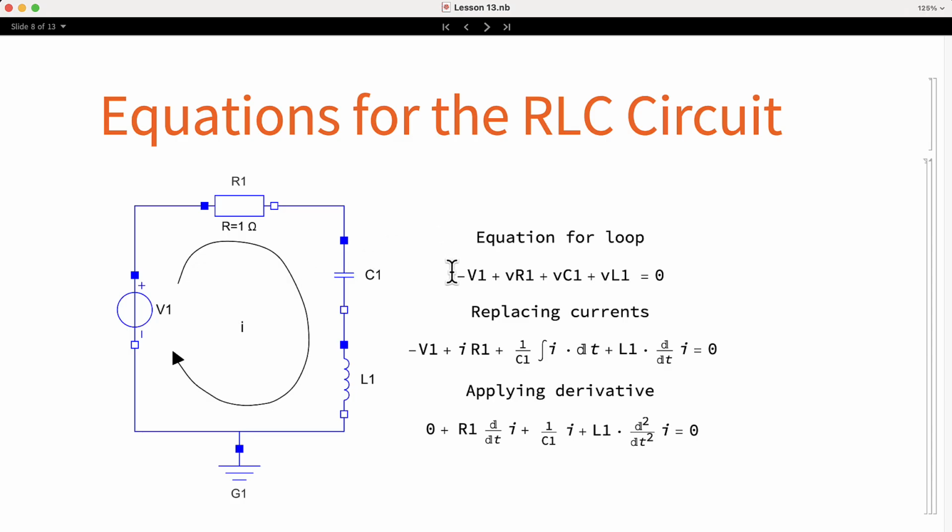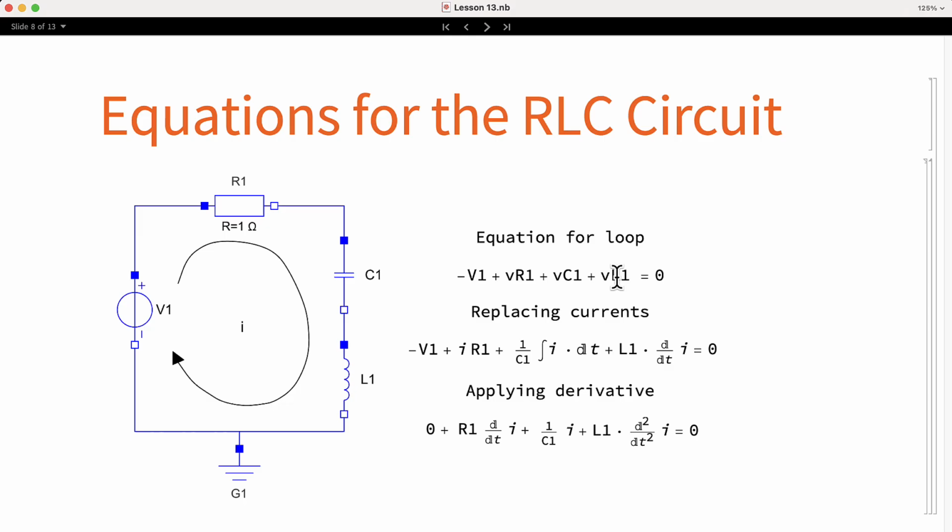We start by writing the loop equation, which is the sum of all the voltages in the loop. We have the input voltage minus V1, followed by the voltage of the resistor R1, then the voltage of the capacitor C1, and last the voltage of the inductor L1.